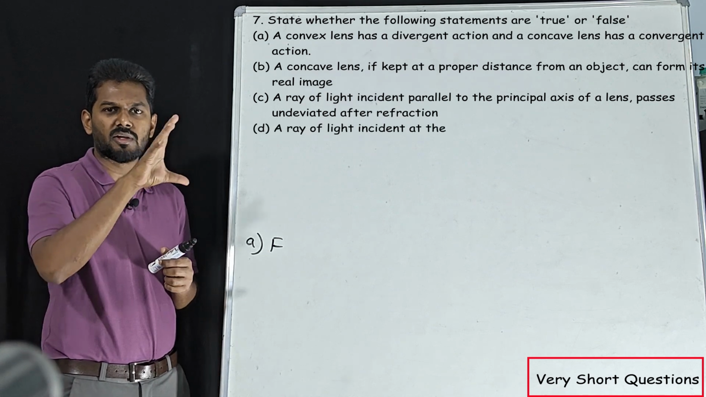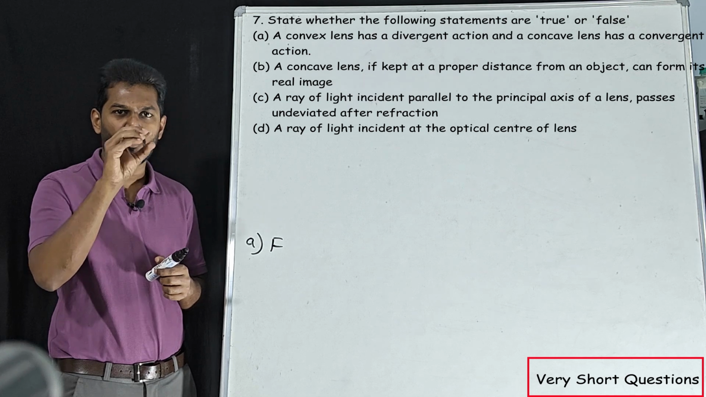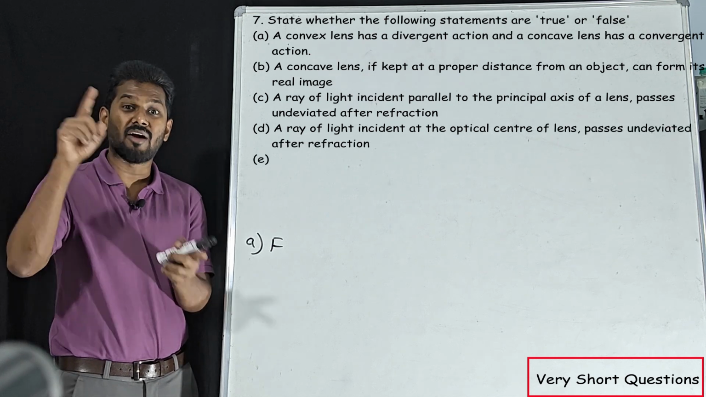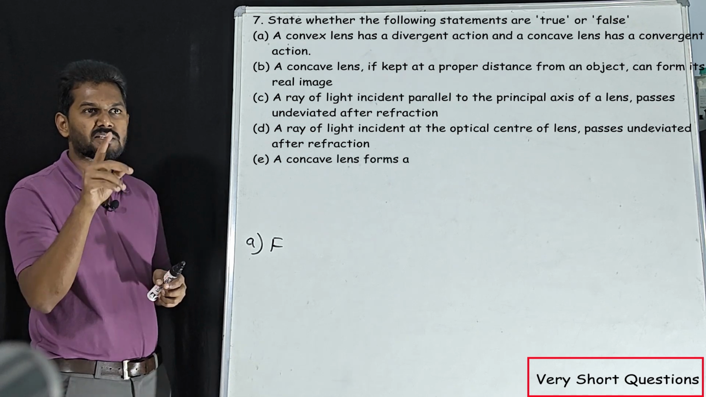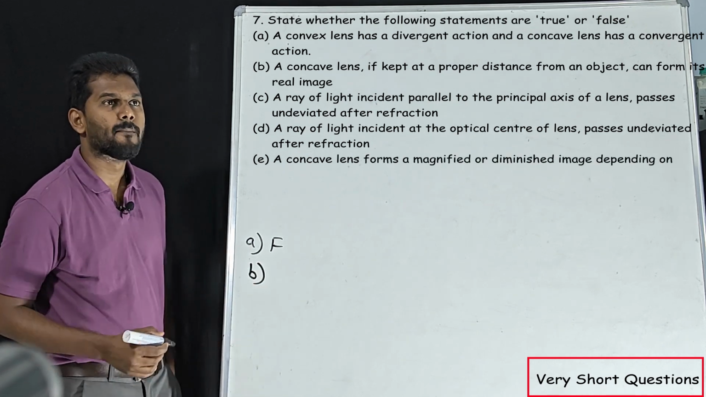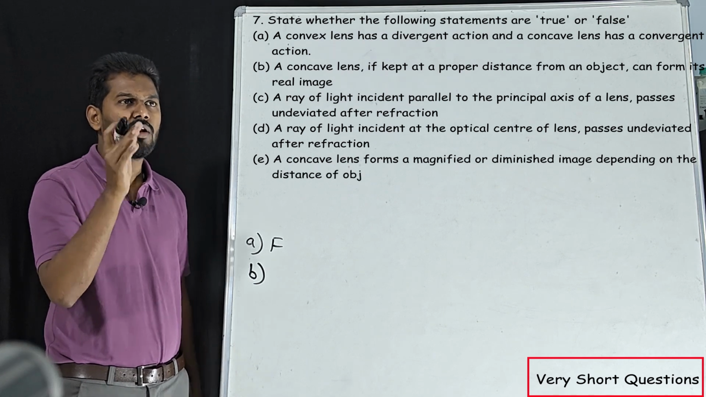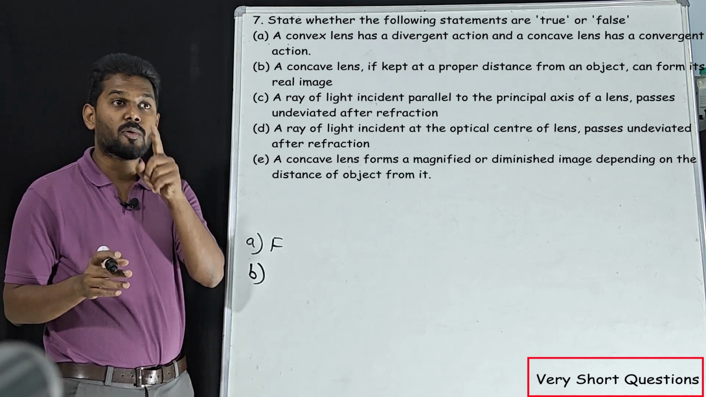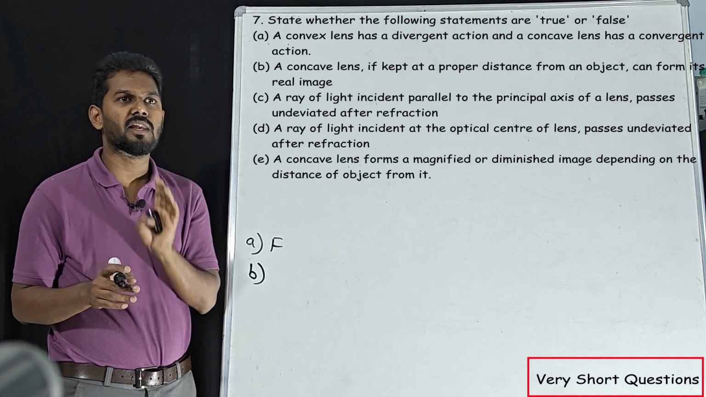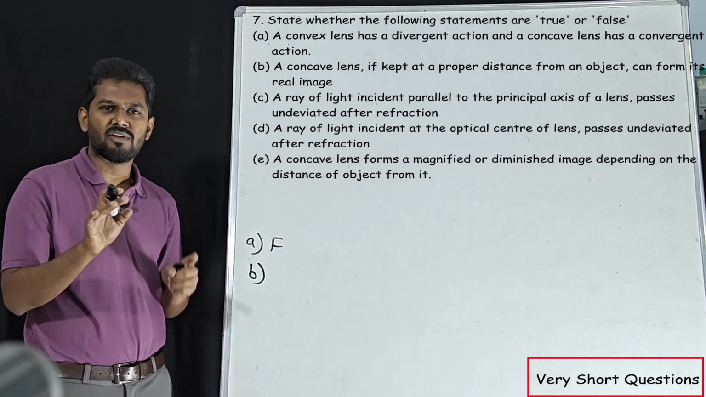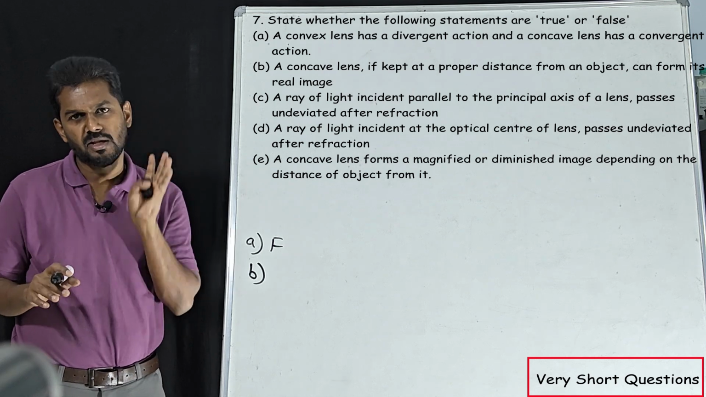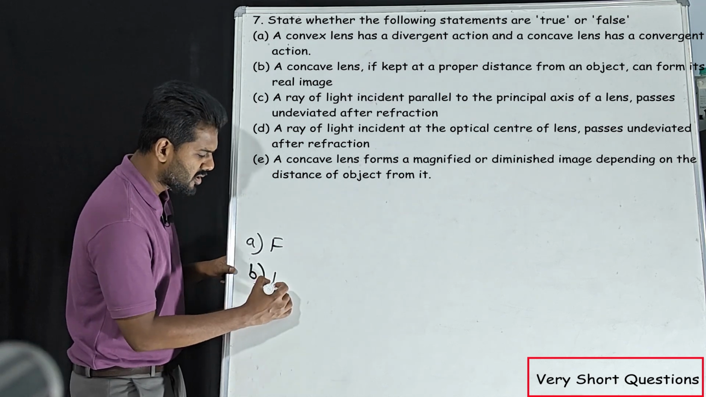Converging means all the refracted rays, after refraction, are going to meet at one point. Diverging means after refraction they are going away from each other. That is the nature of concave. Next, sub-question B: a concave lens if kept at a proper distance from the object can form its real image. We have learned that in a concave lens there is no chance that we are going to get a real image. So this is also false.